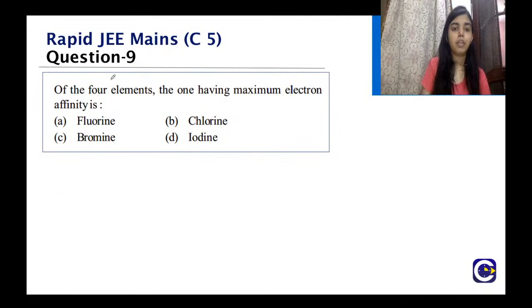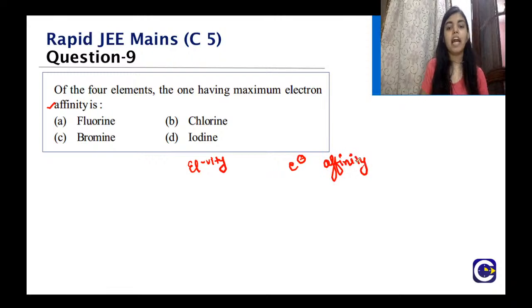Question number 9. Of the 4 elements, the one having maximum electron affinity. See, there is a difference between electronegativity and electron affinity. Electronegativity is basically attracting the shared pair of electrons towards yourself. Electron affinity is, in the gaseous isolated atom, the tendency of that particular atom to gain an electron.